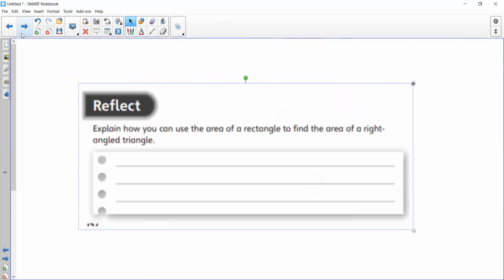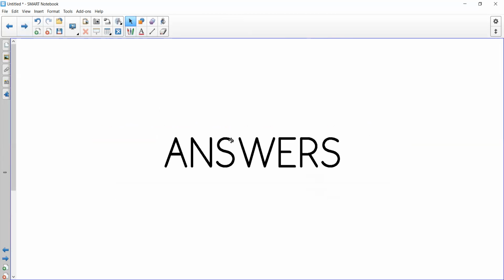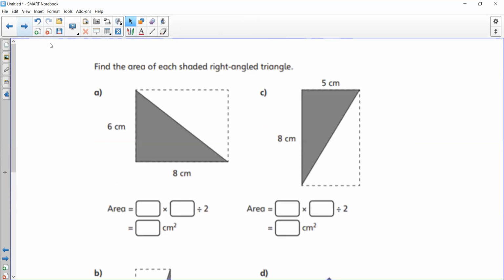Okay, so it's answer. Oh no, wait. Sorry, got to reflect to do first. So explain how you can use the area of a rectangle to find the area of a right angle triangle. So that's just going over how you worked out each area for each triangle for me. Once you've done that, we're then going on to the answers. So remember, don't cheat and fast forward to this bit. You've got to do them yourself, so do them with me because I don't want people to cheat.